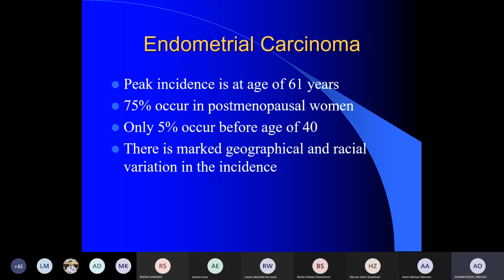Only 5% occur before the age of 40. Very rarely you'll see endometrial cancer in young age group. The only group you can see them in are the patients who have polycystic ovarian disease and they are not treated.